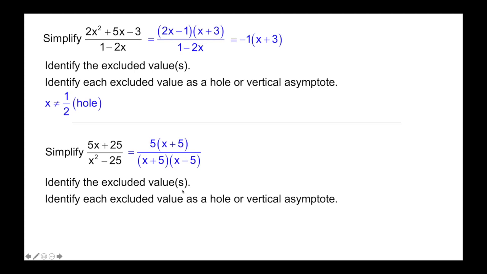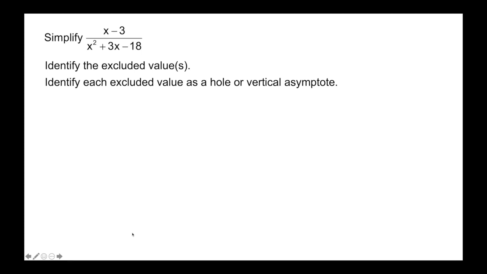Now my excluded values, again, I want to set both of these where they're not equal to 0. So this one's going to give me -5 and this one's going to give me +5. Those will be my excluded values. From here, I want to think about the canceled term is going to give the hole. So that's going to be a hole at -5, and then the vertical asymptote is coming from what's still left in your denominator once it's fully simplified. That's this one, which gave us a 5. Therefore, we end up with a hole at -5, and we end up with a vertical asymptote at +5.